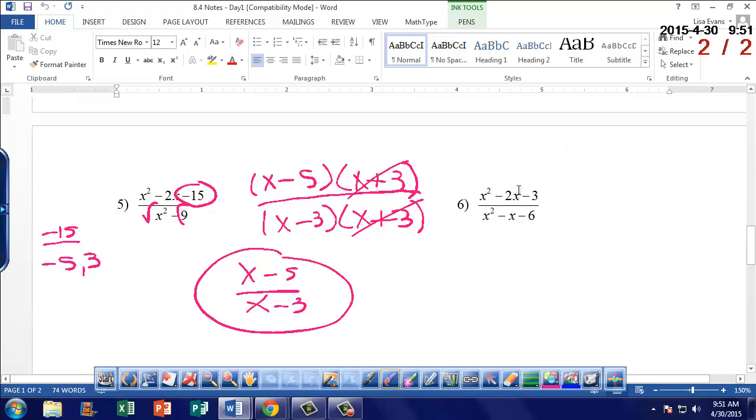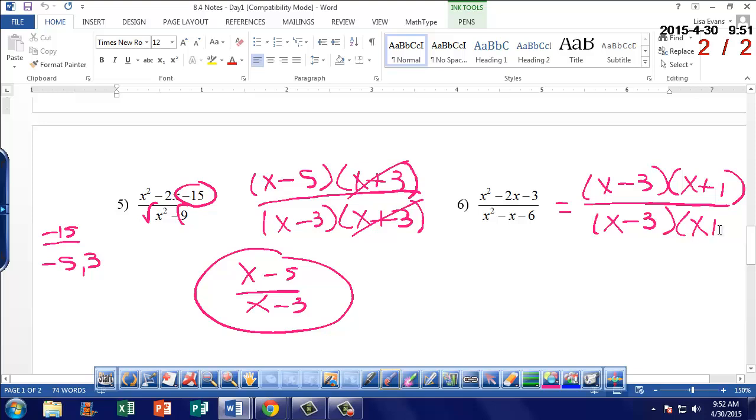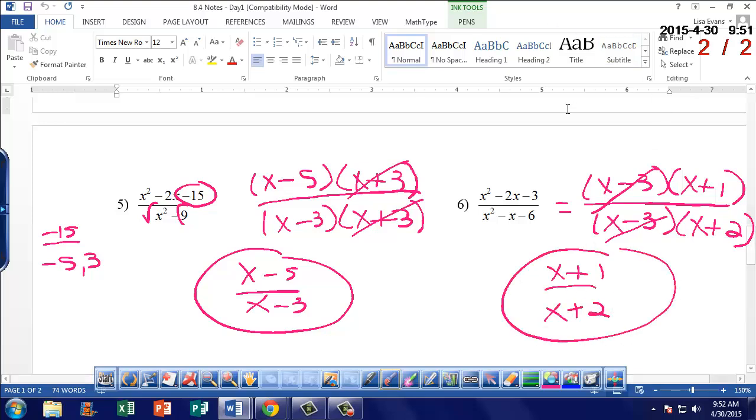Okay, next one. 2 trinomials, simple AC factoring because they both lead with 1. So in the top, what multiplies to give me a negative 3 but adds to give me a negative 2, that would be negative 3 and positive 1. On the bottom, what multiplies to give me a negative 6 but adds to give me a negative 1, that would be negative 3 and positive 2. Then x minus 3 is divide out, and I'm left with an x plus 1 over x plus 2.